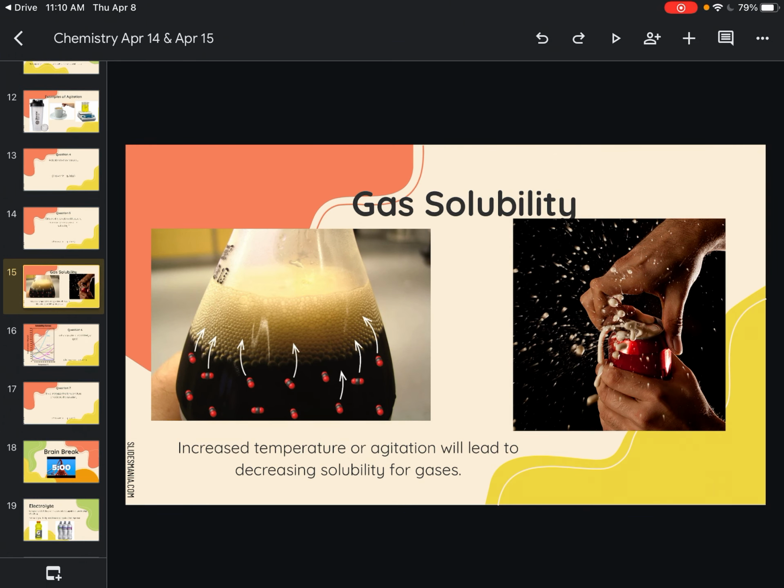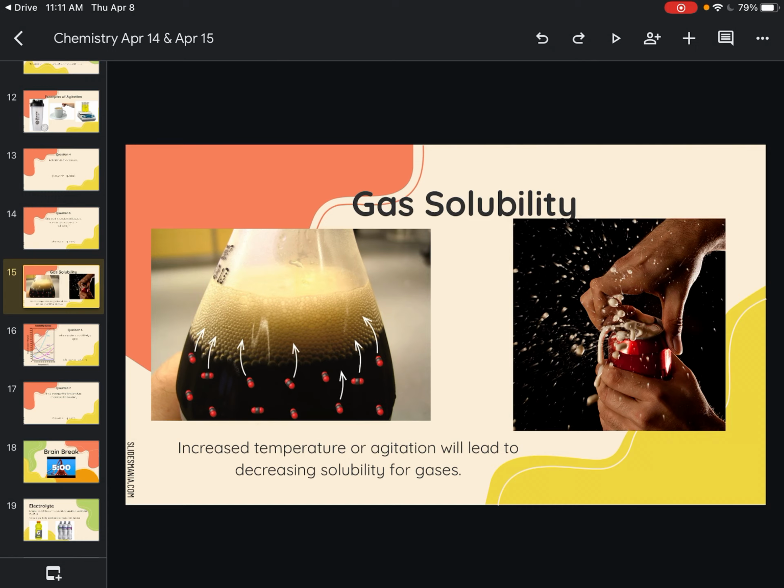Okay, and we said that gas was, again, a little bit abnormal. So in this case, when we're talking about agitation, you can think about what happens with a Coke can. If you drop it or if you shake it, that does not increase the solubility of the gases into the liquid. It actually decreases it. Those gases all of a sudden want to escape, and that's why you have your drink going everywhere when you try to open that can.